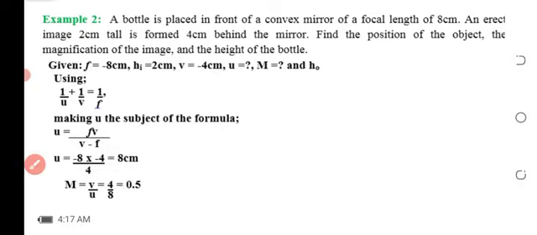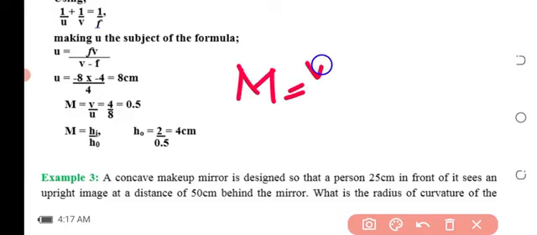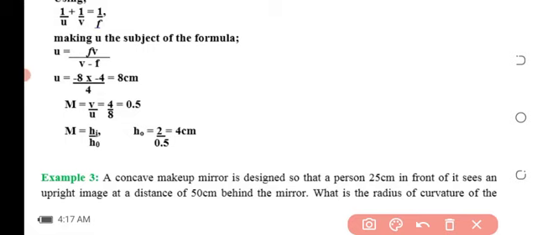Okay, now the last thing that we have there is the height of the object. Remember that the formula for magnification is equal to v over u, and is also equal to image height over object height. So using that, we have magnification equal to image height over object height, and our image height is 2, while the object height is what we want to find, and the magnification is 0.5. It means our object height will be equal to 4 centimeters.